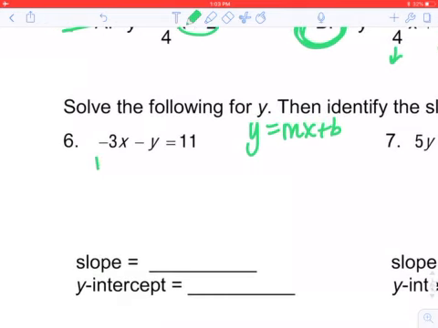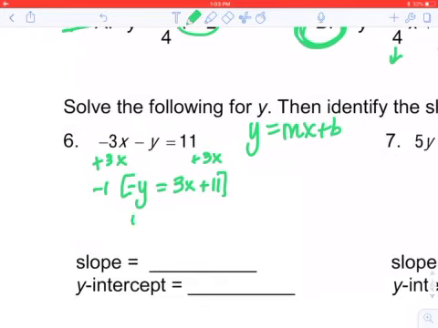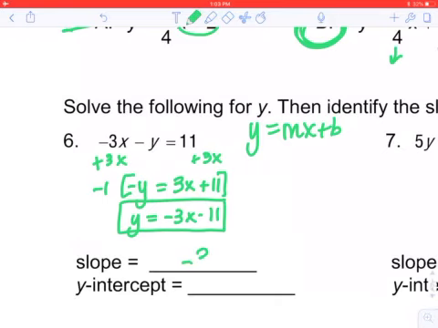So I'm going to add 3x to both sides. So I've got negative y equals 11 plus 3x, but I could also rewrite it as 3x plus 11. That puts it in a better order. Then I need to multiply the whole thing by negative 1, so the y is truly by itself. And I get y equals negative 3x minus 11. Now I can see that that slope is negative 3 and the y-intercept is negative 11.